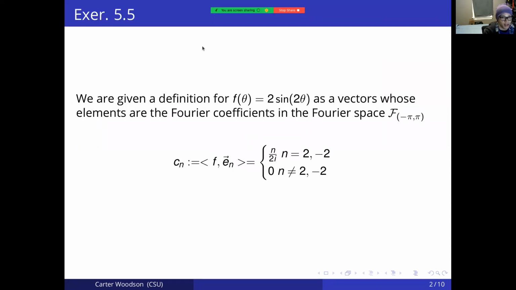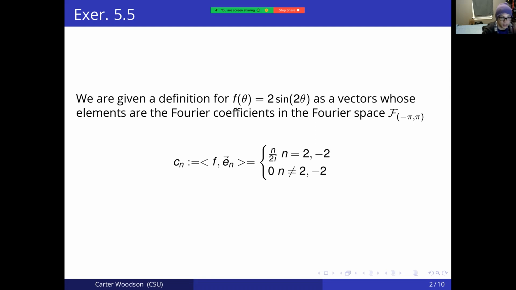So question 5 asks us to find the derivative of the function 2 sine 2 theta using the Fourier coefficients on the interval from minus pi to pi. And we also use the definition for the derivative as a linear transformation on the basis vectors of the Fourier space.